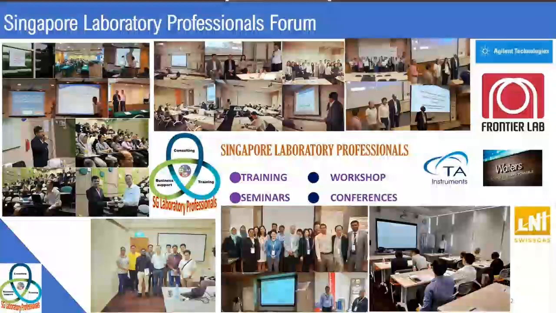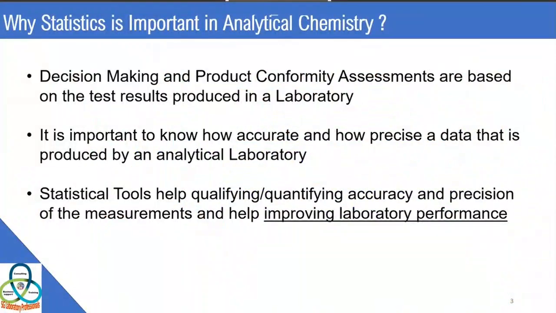Today we will be sharing some of the basic aspects of statistics in analytical chemistry. So we may have a general question: why is statistics important in analytical chemistry? As we all know, decision making and product conformity assessments are based on the test results produced in a laboratory. Therefore, it is important to know how accurate and how precise the data produced by an analytical laboratory is. Statistical tools help in qualifying or quantifying the accuracy and precision of the measurements. And further, they help to improve the laboratory performance based on the findings.